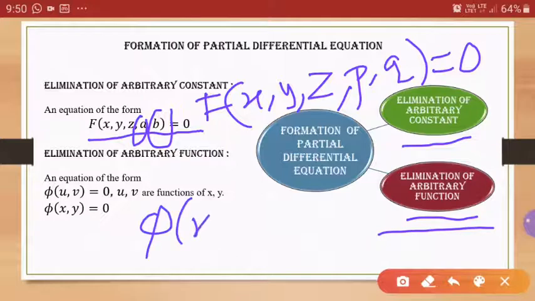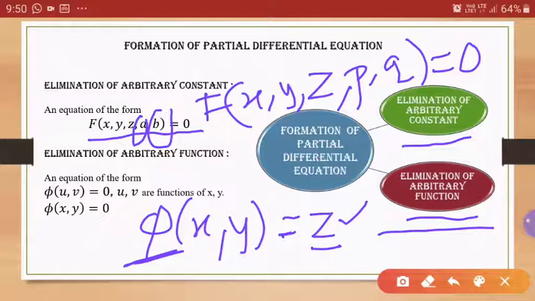One type is phi of x, y equal to 0, or equal to z, let it be. So if z is equal to phi of x, y, then z is the dependent variable and x, y are the independent variables, and this phi is an arbitrary function. So this is one type of equation.